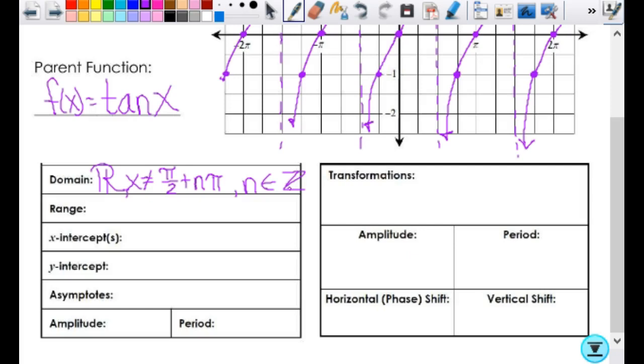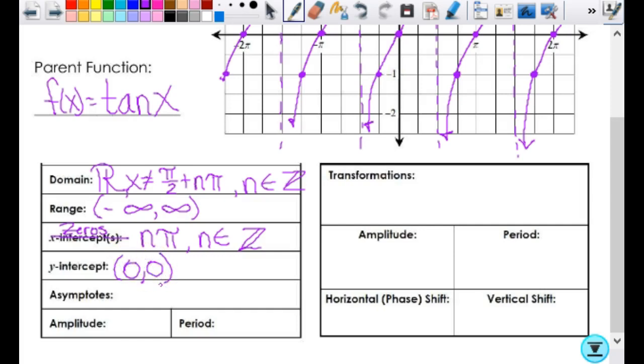What's the range here? -infinity to infinity. Good. We're going to change x-intercepts to zeros. So starting at 0, what's my first x-intercept? 0. And then they happen every pi after that, right? So this is just like it was for sine, n times pi, where n is an element of the integers. It's my y-intercept. 0, 0.